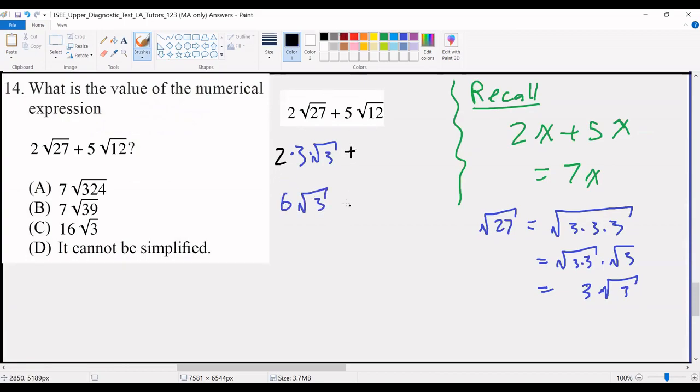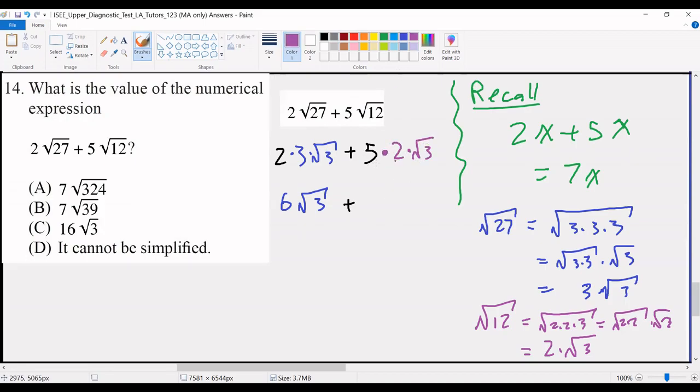We continue by copying down the addition sign and see what about the square root of 12. The square root of 12 is equal to the square root of 2 times 2 times 3, which gives us the square root of 2 times 2 times the square root of 3. And that simplifies to 2 square root of 3. So we come back to this problem now. We have 5 times 2 times the square root of 3, and so this gives us 10 square root of 3.